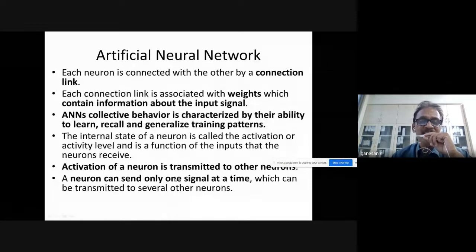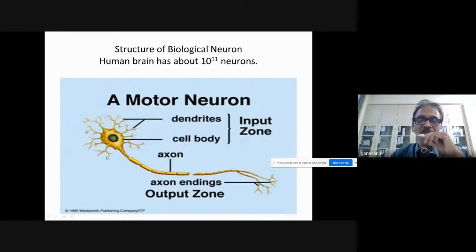A neuron can send only one signal at a time. This is in fact the drawback of an artificial neural network. It can handle only one signal at a time, which can be transmitted to other neurons. So I may process one data, but the data can be replicated to many other neurons which are nearby. So these things you need to keep in mind.